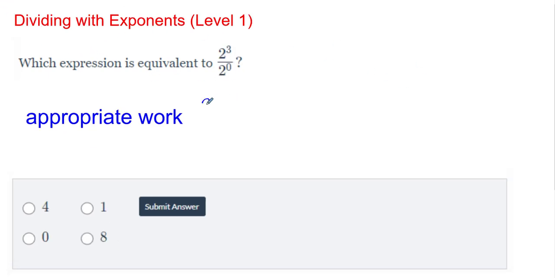Last one. We have 2 to the power of 3 divided by 2 to the power of 0. Again, always start by writing the original problem. When we're dealing with division and we have the same base, we will subtract the exponents. So beginning with the numerator of 2 to the power of 3, I will subtract the power from the bottom, which is a 0. So I will have 2 to the power of 3 minus 0, which simplifies to 2 to the power of 3.